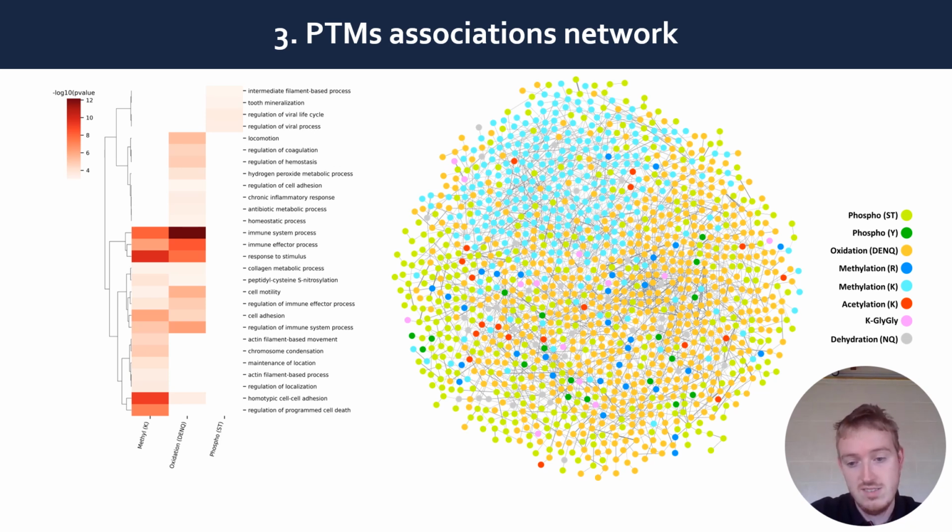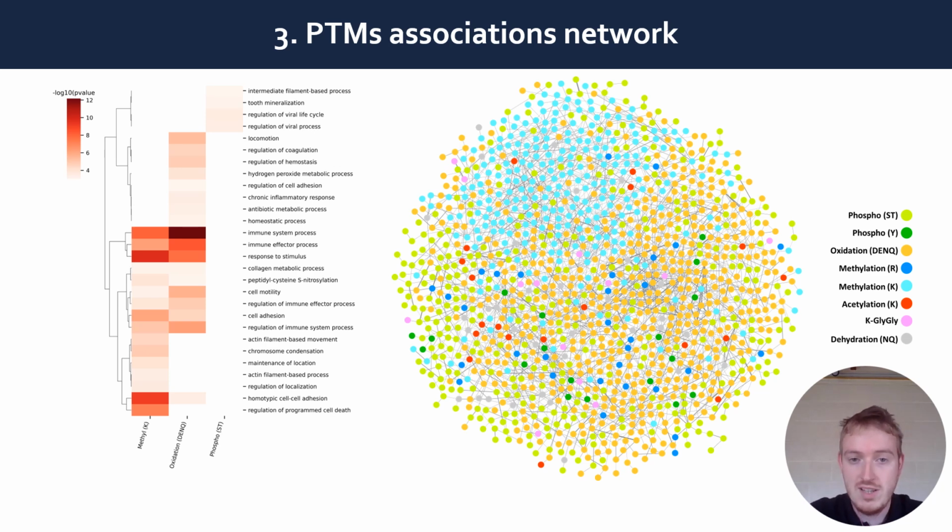So in this network that you can see here, each node represents a specific modification on a specific residue of a protein, and the edges connecting the PTMs are weighted based on their Pearson correlation coefficient.